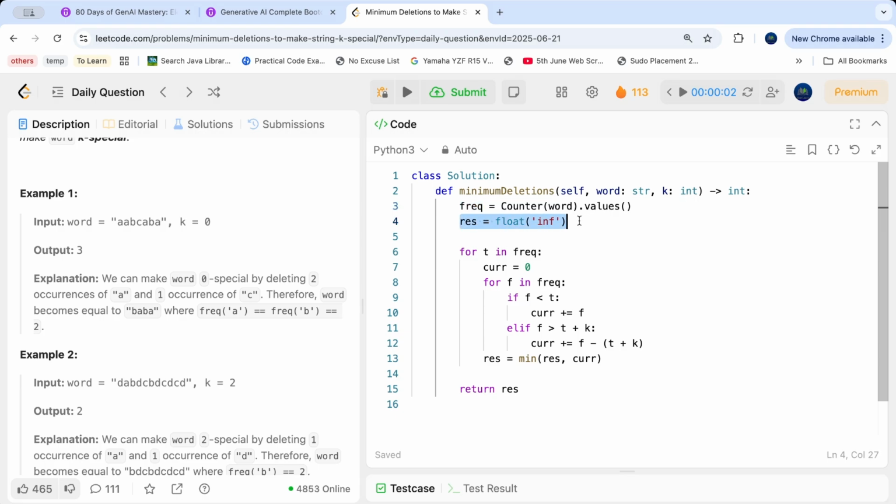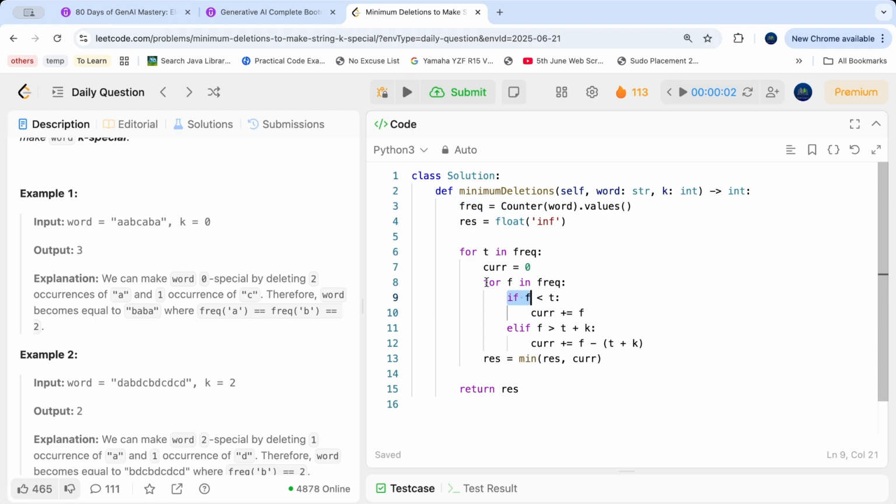And let us say the result is infinite as of now. That is, we have to delete infinite characters, which is fine. We are going to improve the value here. Now for t in frequency, this is the frequency we have, and let us say the current frequency in this loop is constant. We do not do any change, and in this case, the current value is 0. We have to delete 0 characters for now. But let's try to compare it with other frequencies. For f in frequency, we run another loop on the frequency we have calculated here.